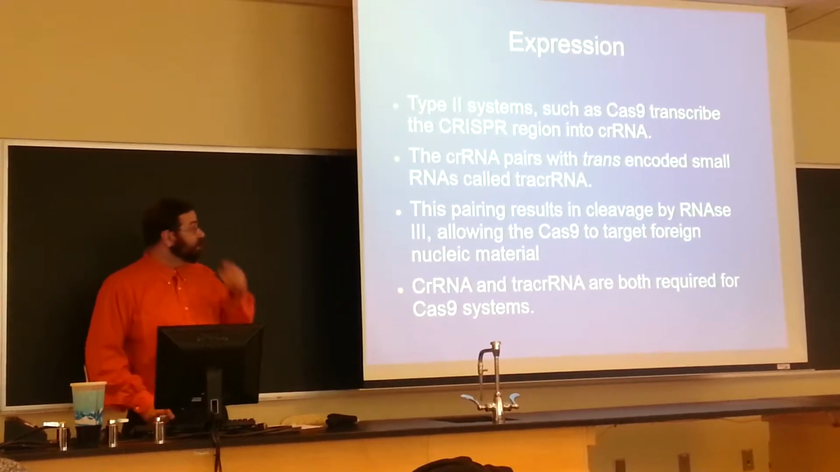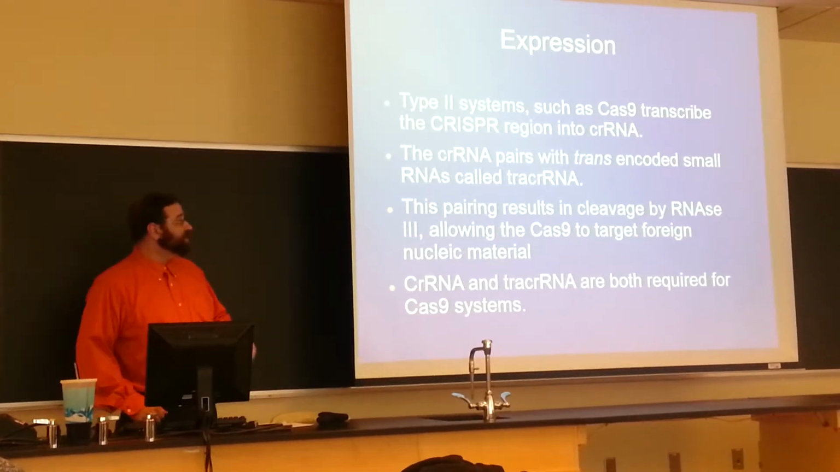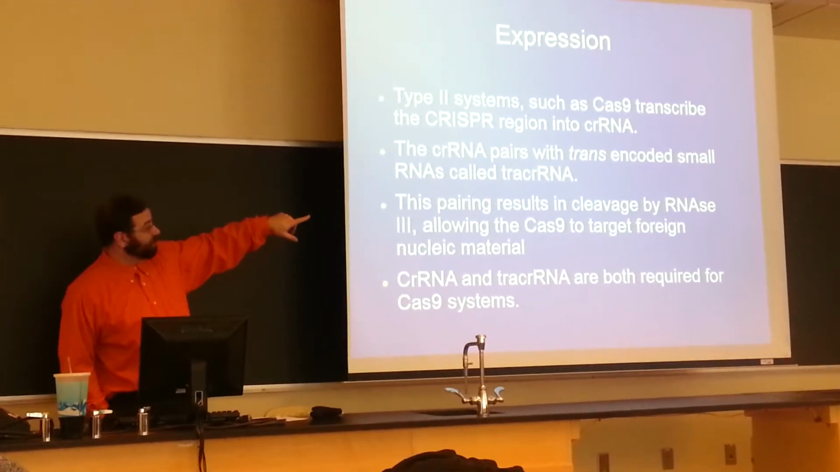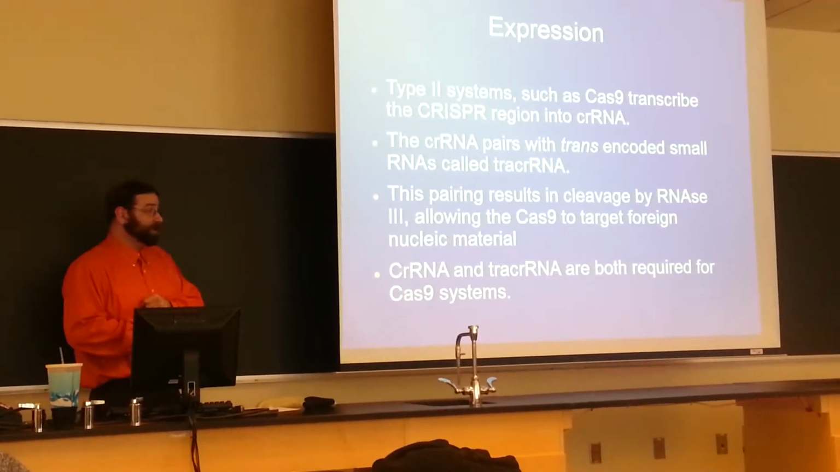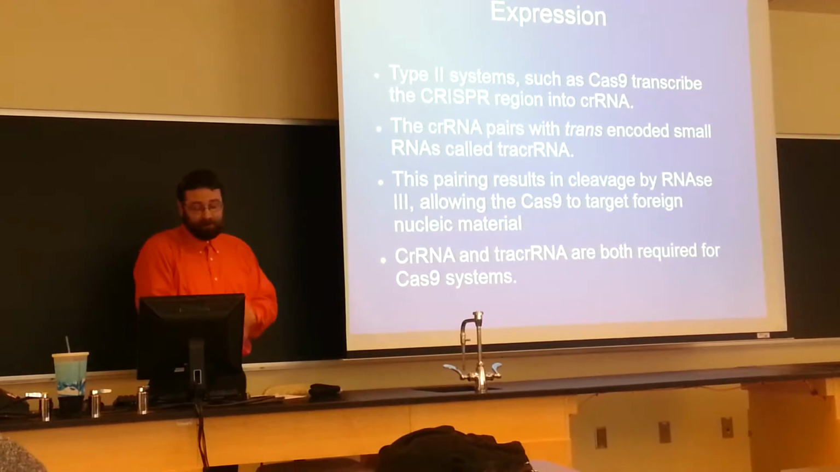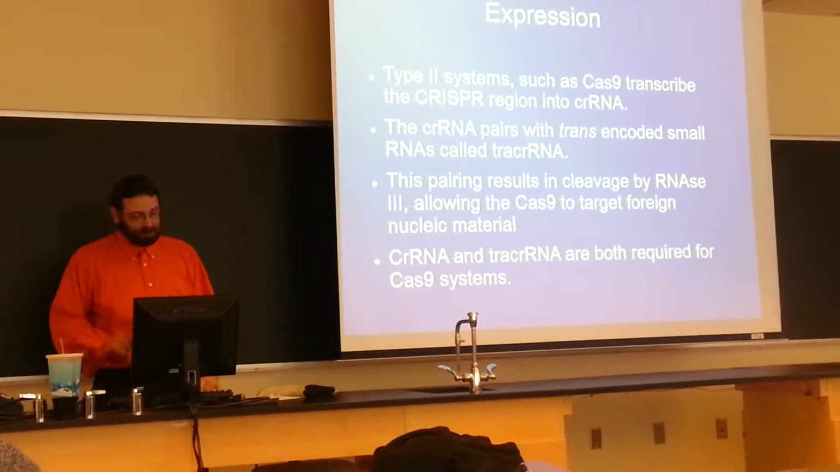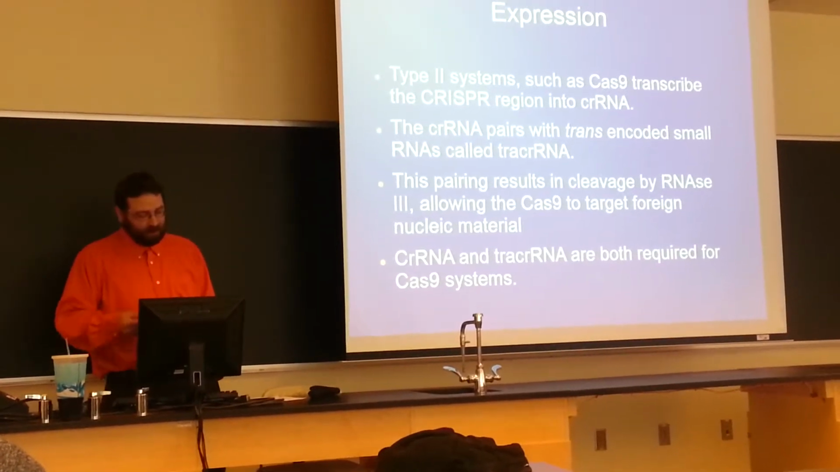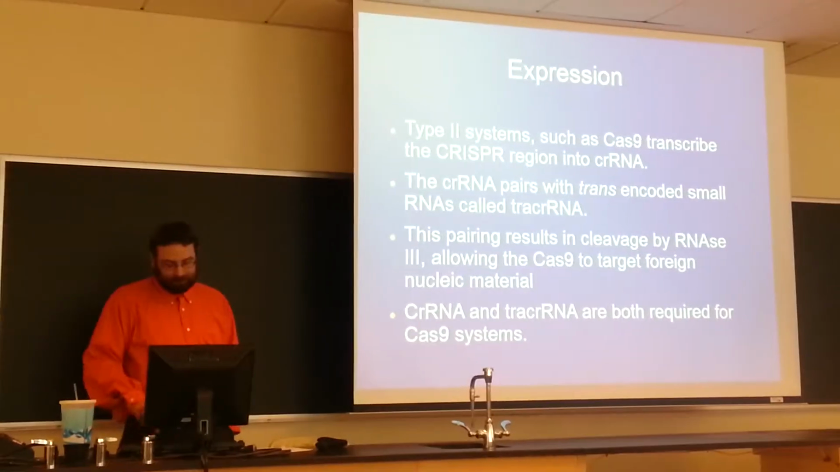One of the things to point out that's going to be important here is that in Cas9 systems, you have trans-encoded small RNAs called the tracer RNA, and that has to pair with the cRNA to form the guide. One of the things we're going to get into is that that's no longer the case with this new system. That pairing is cleaved by the RNase 3, and yeah, they're both required for the Cas9.